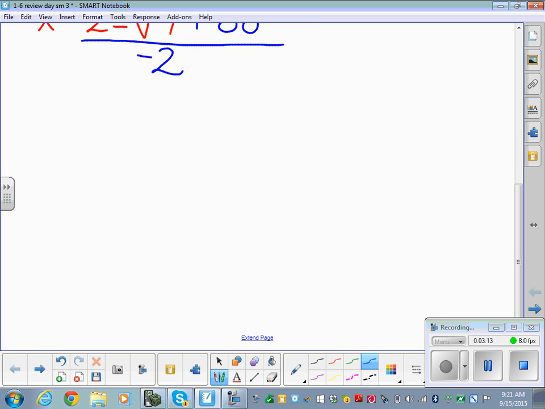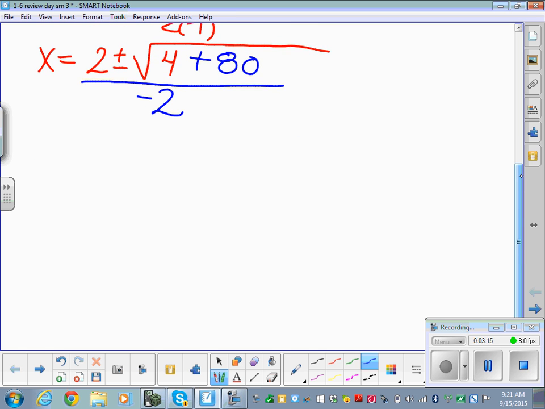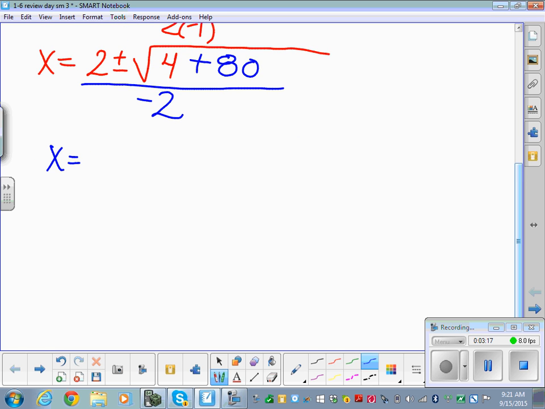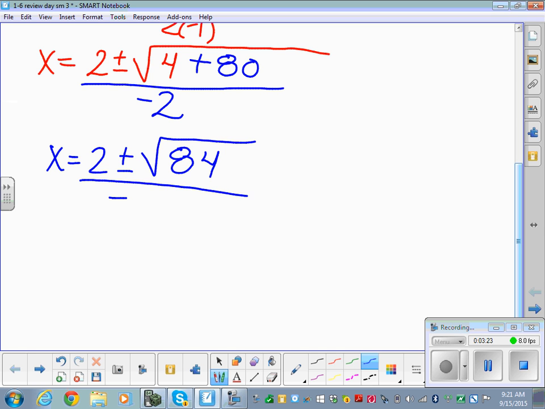Continuing to simplify here. We have x is equal to 2 plus or minus the square root of 84. 4 plus 80 is positive 84. All over negative 2. Now guess what? Some of you stopped there. Not true. You have to now go off to the side and say, I have to simplify this if possible.